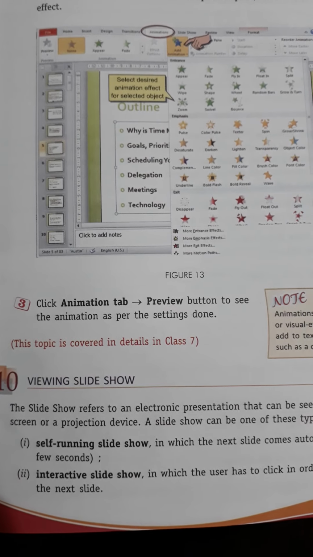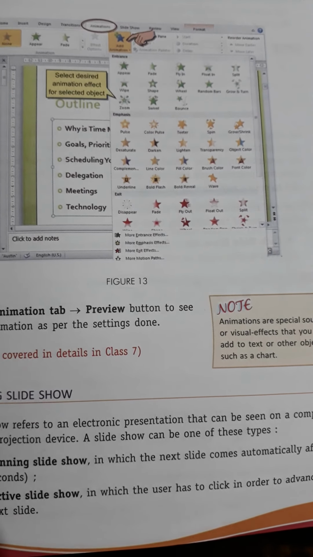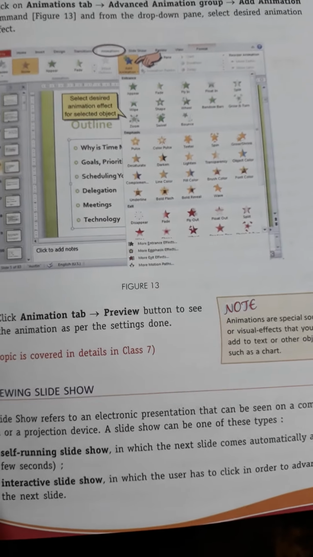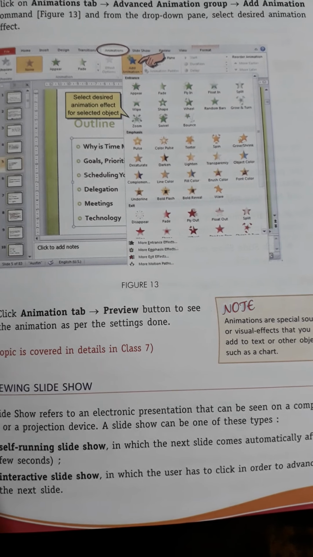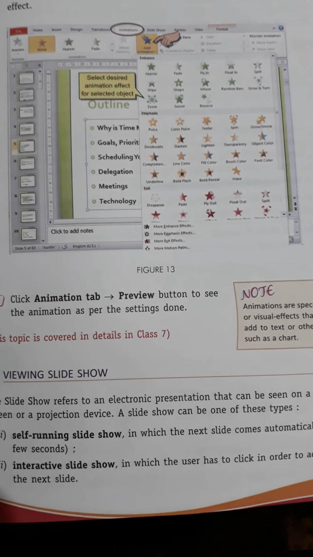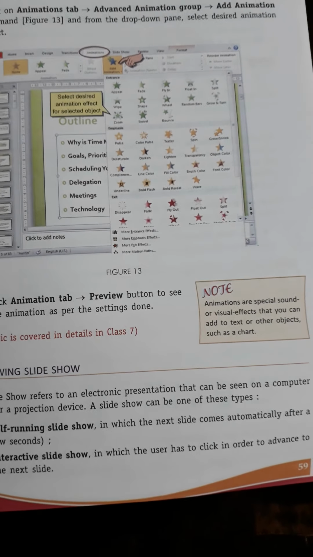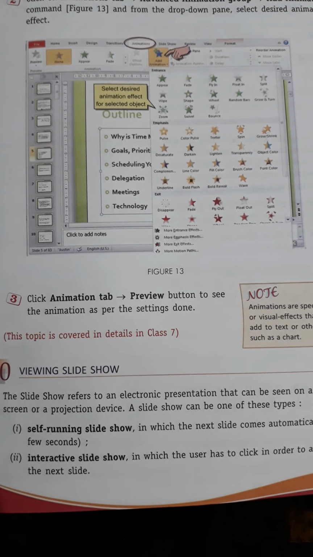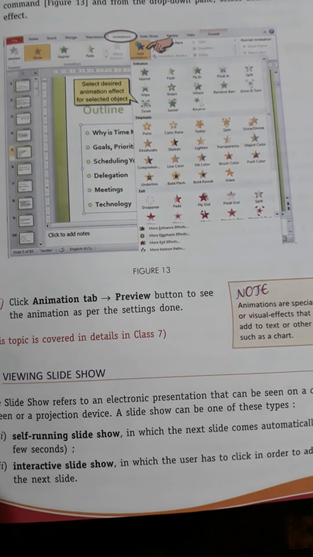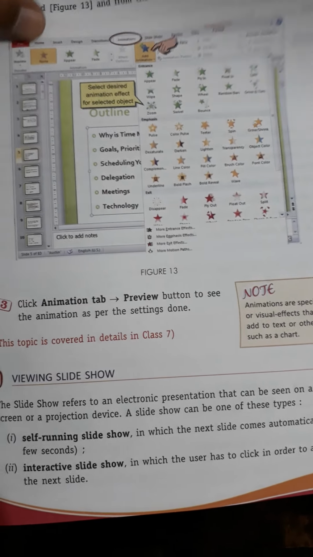Next, viewing slideshow. The slideshow refers to an electronic presentation that can be seen on a computer screen or a projection device. A slideshow can be one of these types. First, self-running slideshow. In this slideshow, all the slides will come one after another automatically, and here there is no need of interaction. Second, interactive slideshow, in which the user has to click in order to advance to the next slide.